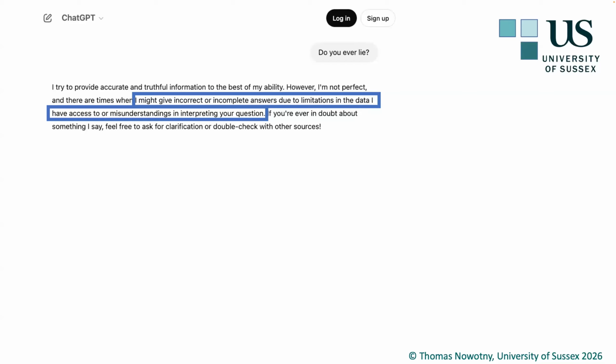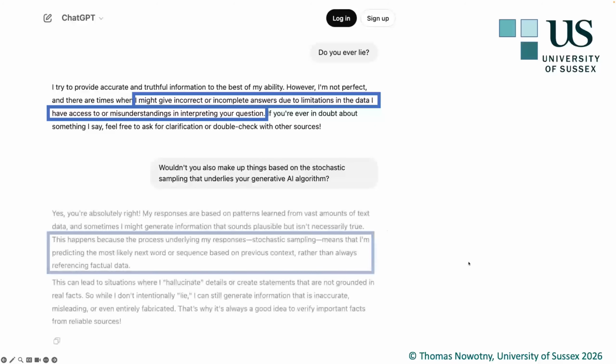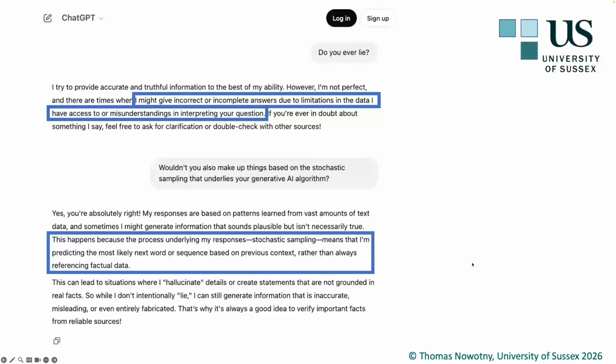And I thought, oh, hold on a minute. I know what's inside there, right? So this isn't all that's happening. I was talking about the hallucinations earlier, right? So I pressed it a bit harder and I said, wouldn't you also make up things based on the stochastic sampling that underlies your generative AI algorithm? And lo and behold, there was another answer generated, and I highlighted one part of it. Yeah, this happens because the process underlying my responses, stochastic sampling, means that I'm predicting the most likely next word or sequence based on previous context rather than always referencing factual data.